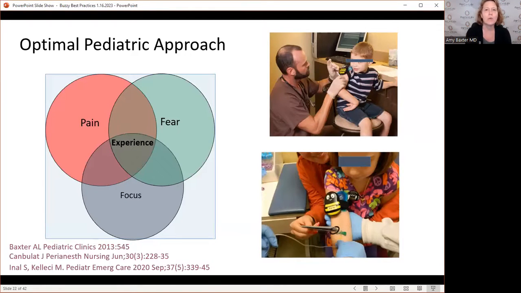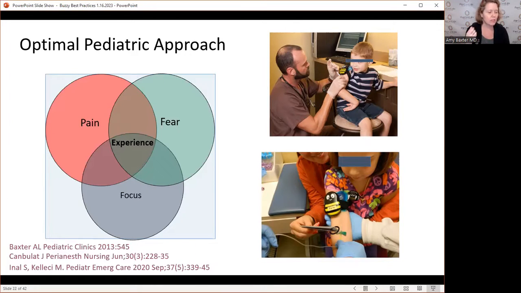So ideally, when you're looking at giving an injection, you want to make the patient as comfortable as possible. So this little guy here, yeah, he's getting it with Buzzy, but you can tell he's still anxious. He would do a lot better if he was in a position where someone was comforting him to reduce the fear, and if he had something to look at to distract him. Like this little girl, she's on someone's lap in a position of comfort.